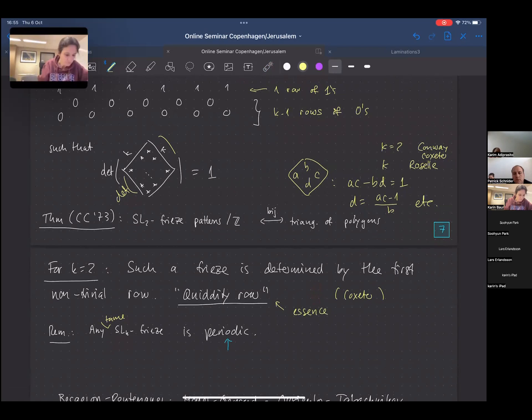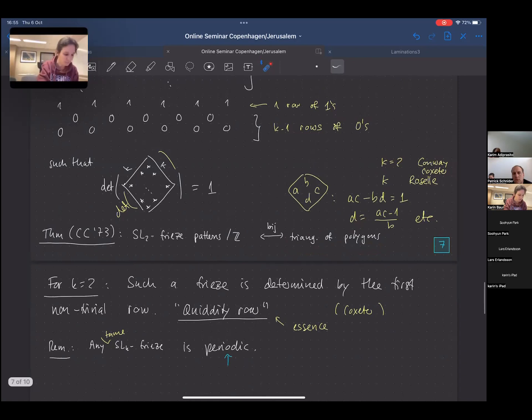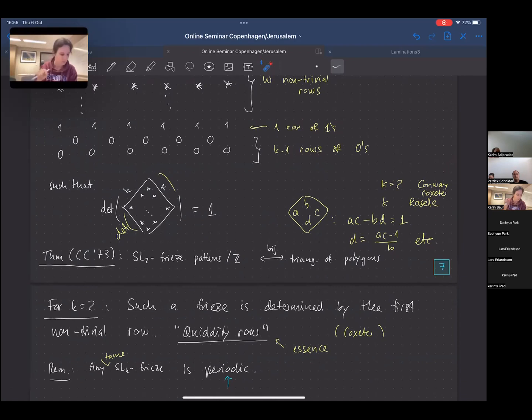And the way to show this bijection is to show how you get such a quiddity sequence, or quiddity row, from a triangulation of a polygon. What they also show, and also Roselle in the general case, is that when you take a tame such frieze, it's always periodic. So that wasn't part of the assumptions. We only assumed we have a finite number of rows and we have the determinant condition. I should say what tame means: any SL_k plus one determinant is zero. So when you enlarge it a little bit, it has to vanish.